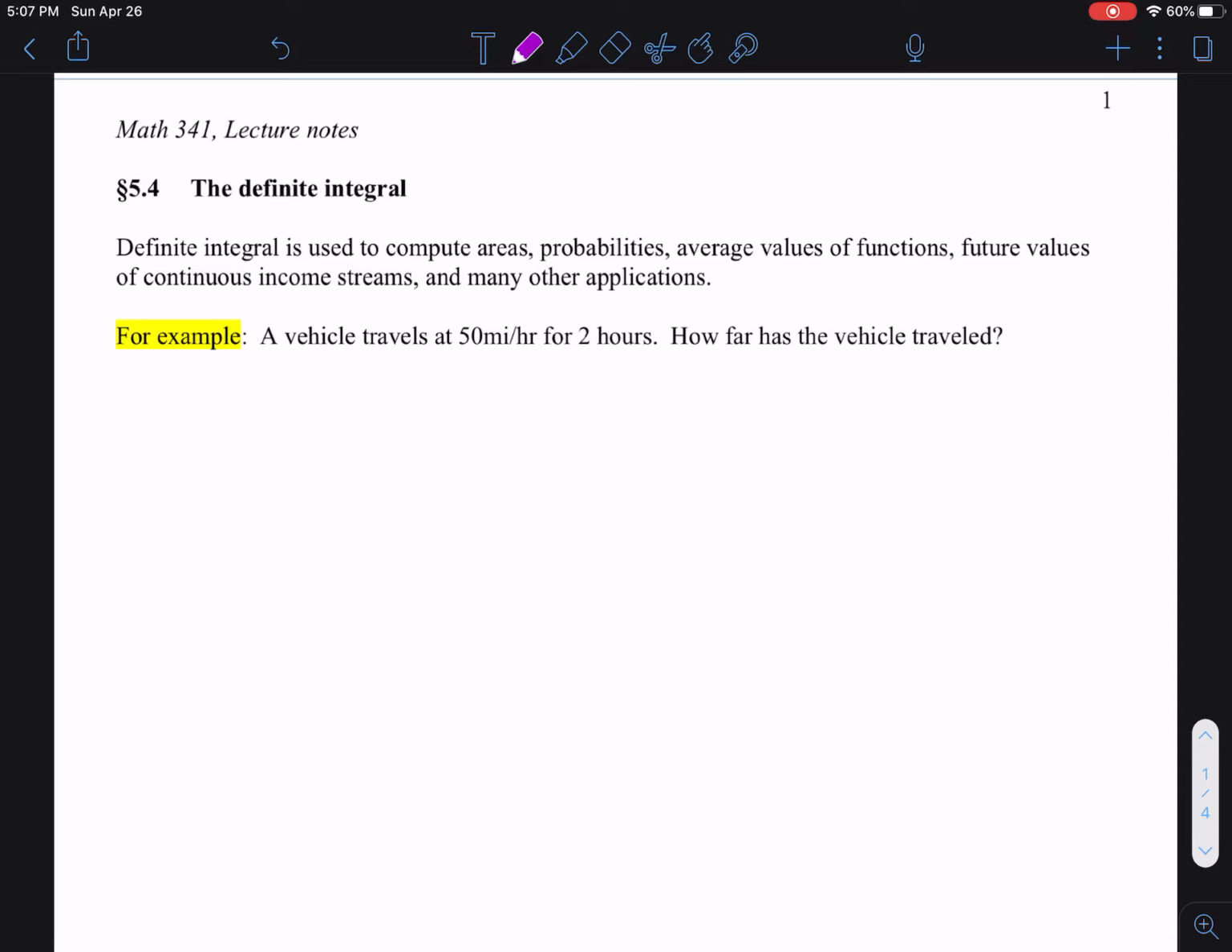So it says here that the definite integral is used to compute areas, probabilities, average values of functions, future values of continuous income streams, and many other applications. In this video, I'm going to attempt to introduce the definite integral through areas, and then when we get to chapter 6, we'll look at more of that, and that is probabilities, average value of functions, and future value of a continuous income stream. This is probably the most important one that we're going to try and get to, and that's in chapter 6.